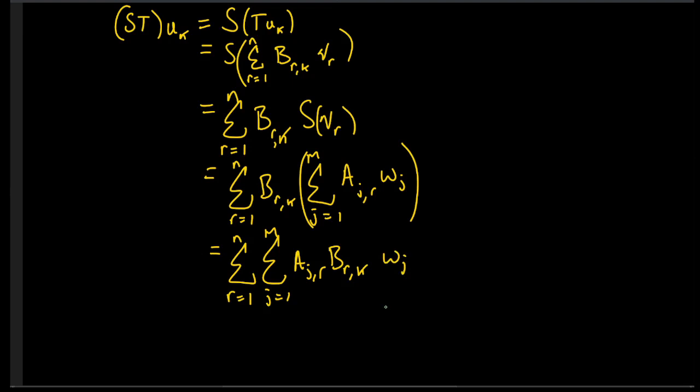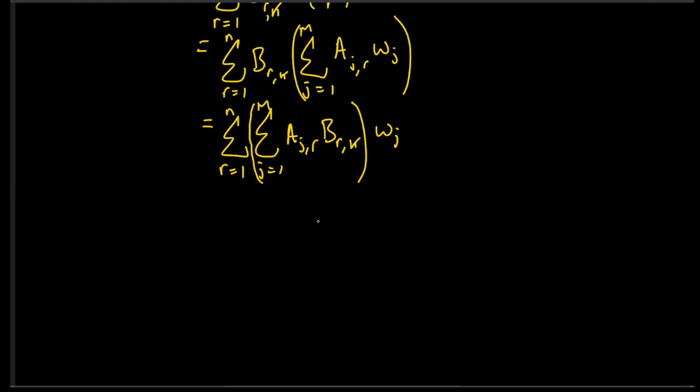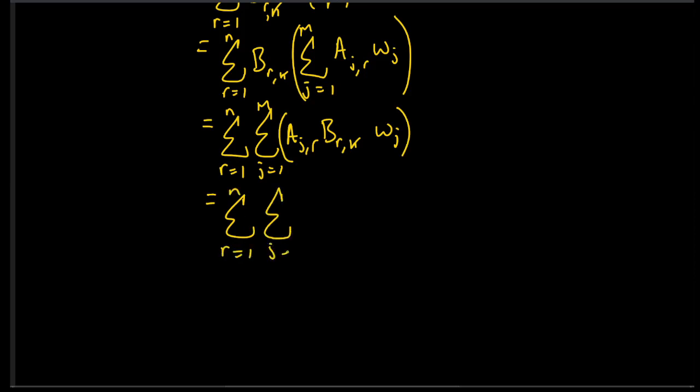All right, and notice it doesn't matter if you do this all together at the beginning or you wait. Here, I'll even write that as a separate step. Now I've put this inside there. Okay, cool. And if I just break up across the sum, I will get the sum from r equals 1 to n and the sum from j equals 1 to m of A_jr B_rk.